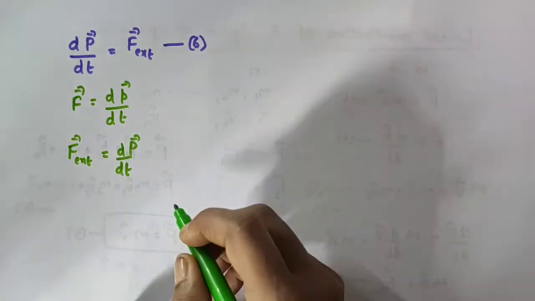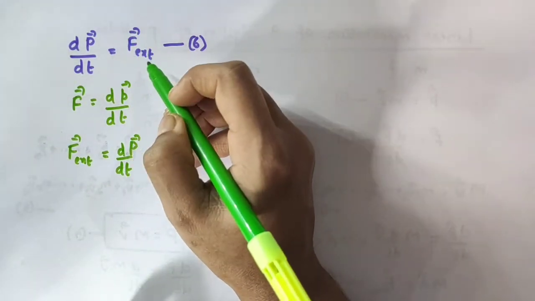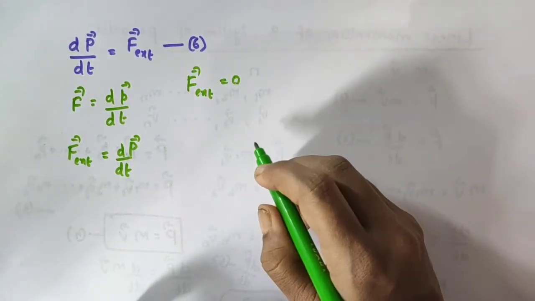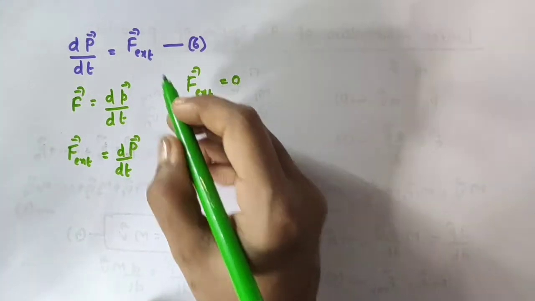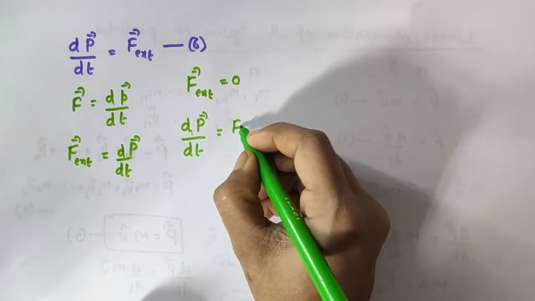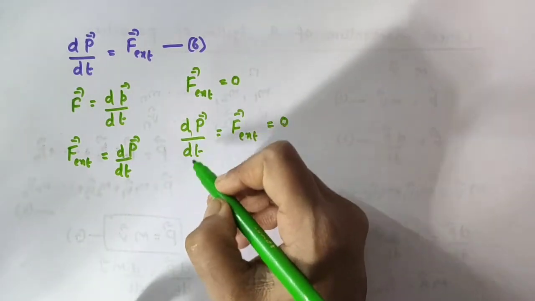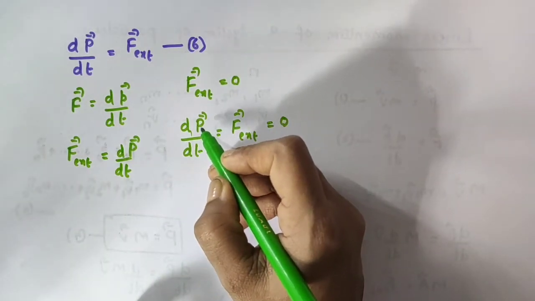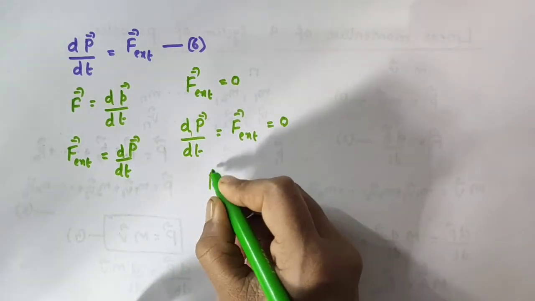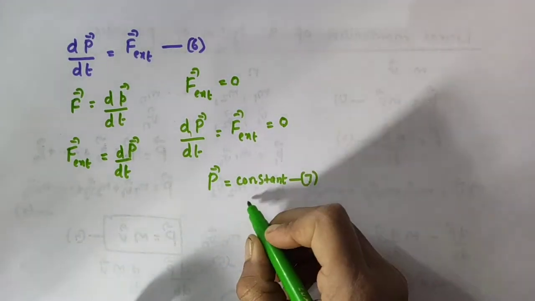Now suppose that the sum of external forces acting on the system of particles is 0. That is, suppose vector F external is equal to 0. Then equation number 6 becomes d by dt of vector P is equal to vector F external, but we are taking it as 0. That is, the derivative of vector P, the total linear momentum of the system of n particles, with respect to time is equal to 0. That means vector P is equal to a constant. I am taking this as equation number 7.